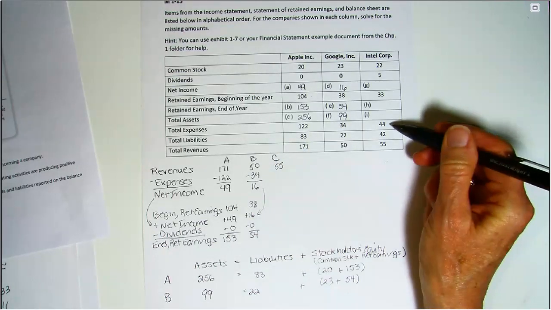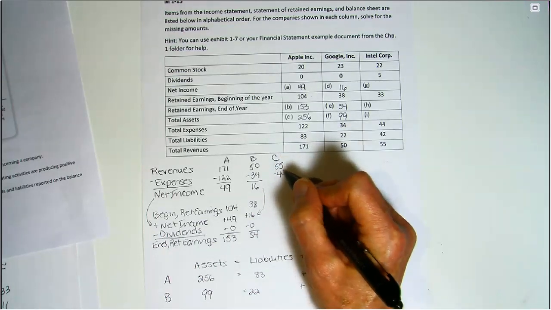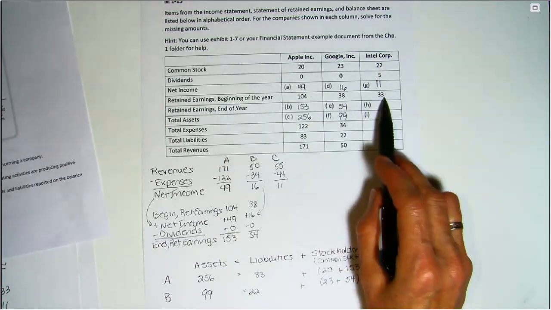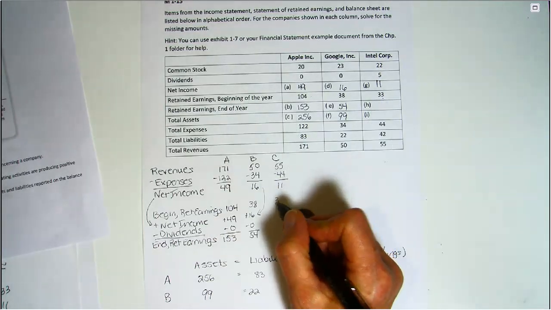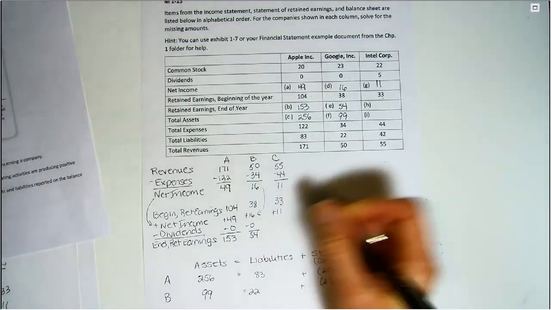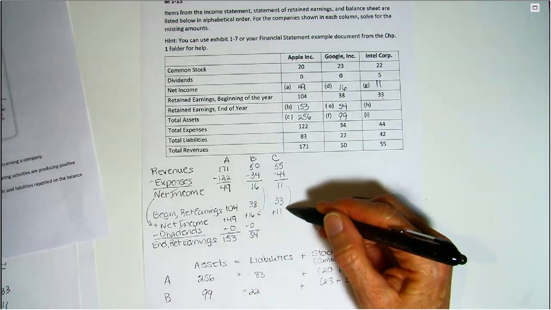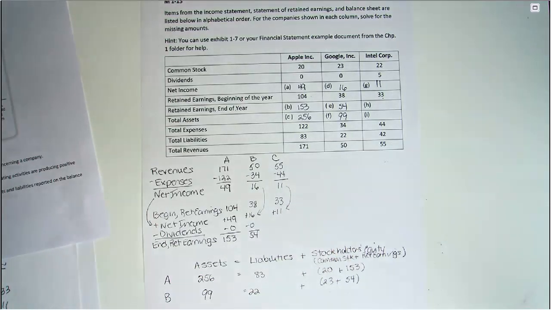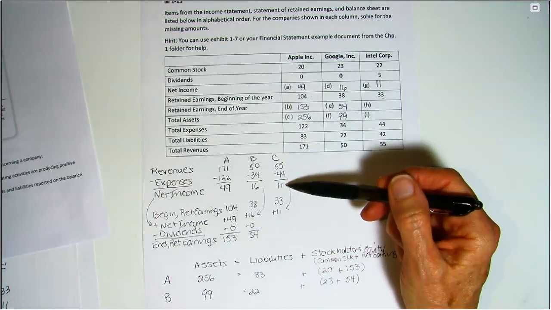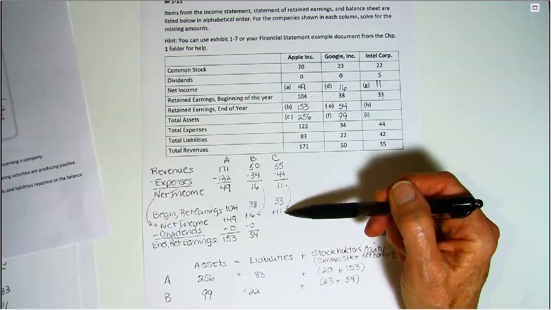Our expenses are 44. So that leaves a net income of 11. Our retained earnings at the beginning of the year are $33. We're going to add in the earnings for this period. Remember, earnings and profit and net income all mean the same thing. So our earnings or profit or net income from this period, $11.